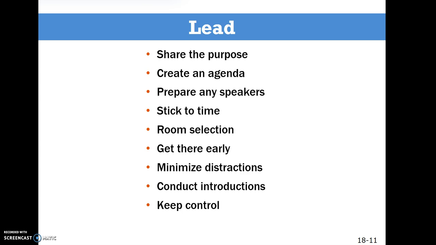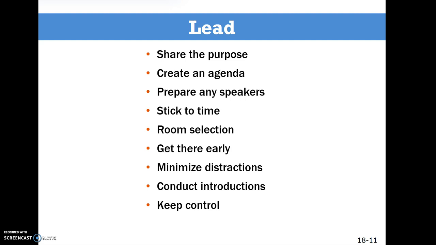Prepare any speakers. If you're having anybody speaking at the meeting, make sure you have prepared them and they know that you're planning to call on them. Real important to stick to the time. So if you're saying it's a 1-hour meeting, and usually that's what meetings are, 1 hour, stick to your time. Be sure that as you're going through the agenda, you're following it correctly so that you meet the correct time. Room selection, getting there early. Again, very important to think about the venue where you are speaking. You want to minimize distractions. You want to get there early as the lead.